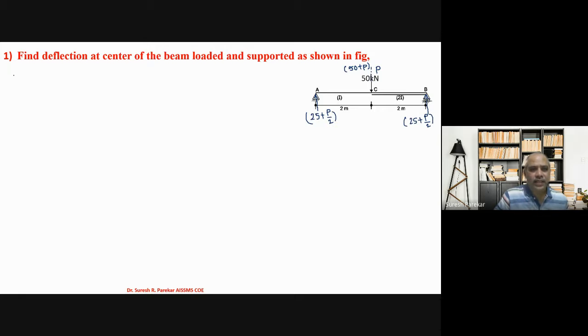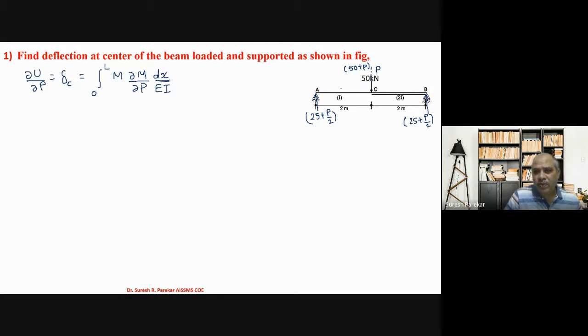Now we know Castigliano's first theorem: we have ∂U by ∂P, and that is equal to delta. Therefore, as we have applied a load at center, ∂U by ∂P will be equal to delta C. Now ∂U by ∂P is the integration from 0 to L of M into ∂M by ∂P dx upon EI. And by using this equation, we are going to calculate deflection at center.